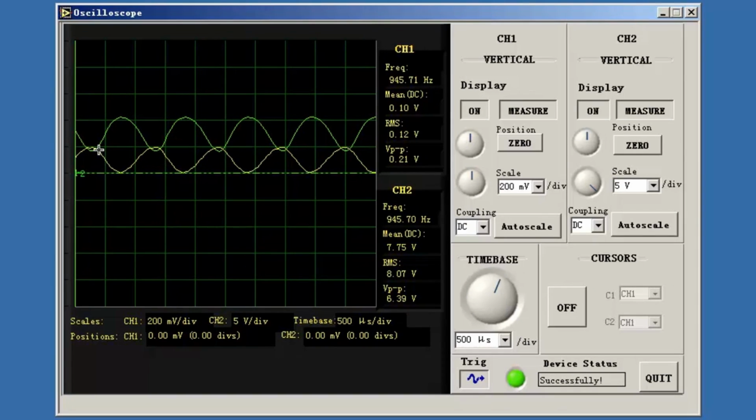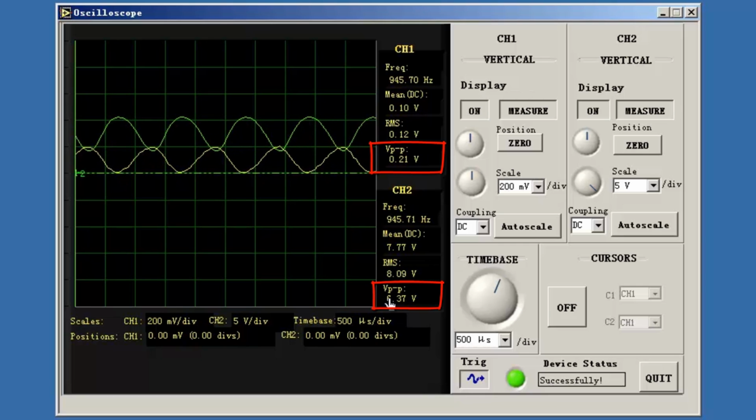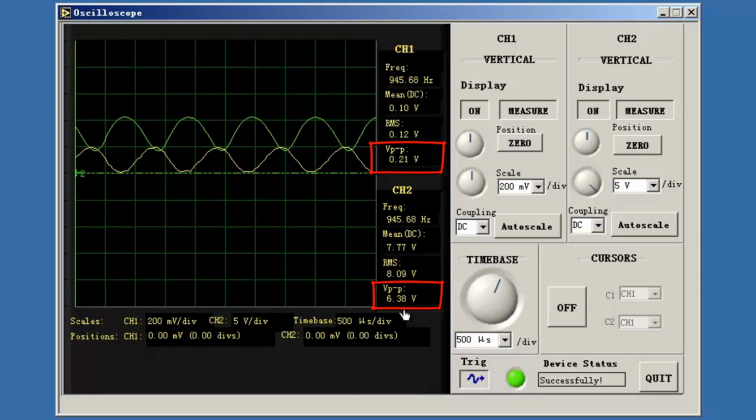Now let's look at the waveforms. Channel 1 is the AC small signal with DC bias. Its peak-to-peak value is 0.2 volts. Channel 2 is the output of the amplifier with DC bias. It can be seen that the alternating part peak-to-peak value of the output waveform is about 6.4 volts. That is to say, the small signal is amplified over 30 times. It shows that the circuit realizes the function of the amplification.